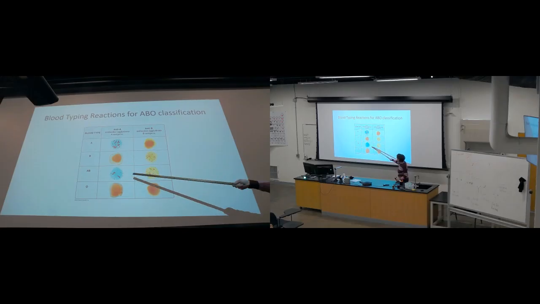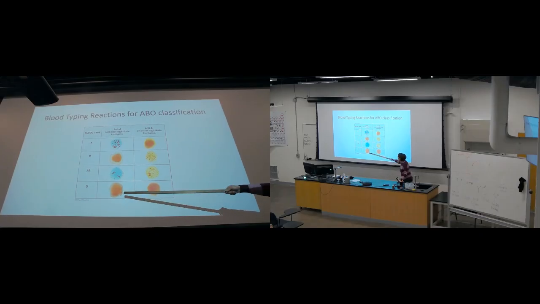And then if you have the 3 clumps, here it will be AB positive. And then yours will be without the clumping. So that will be AB negative. 2 clumps here and no clumping here.